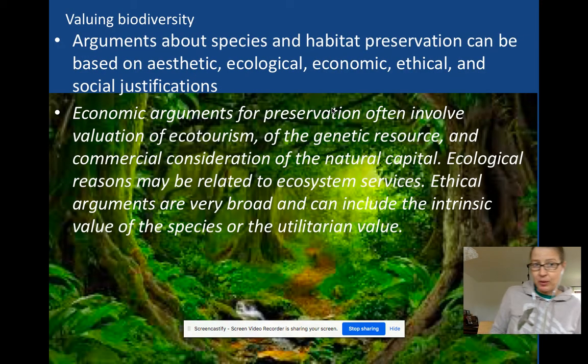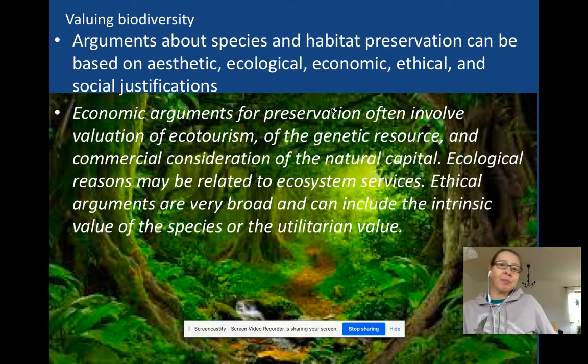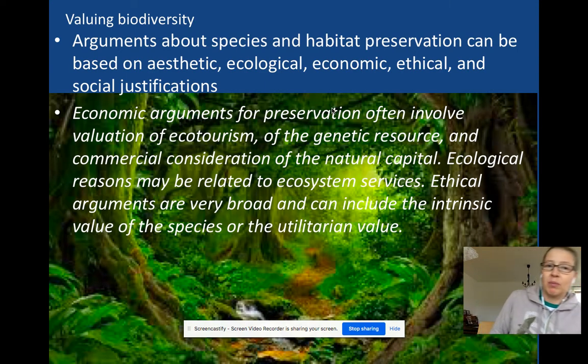Okay, and in valuing biodiversity, the arguments generally range from aesthetic, meaning we enjoy looking at it, it's beautiful, seeing something like this rich, lush rainforest. But it's also ecological, economic, ethical, the right to exist, right? And then there's also social justifications based on the needs of the culture, people that actually enjoy going out in nature. Is it part of your culture to go out and, say, hunt for mushrooms or other things like that?